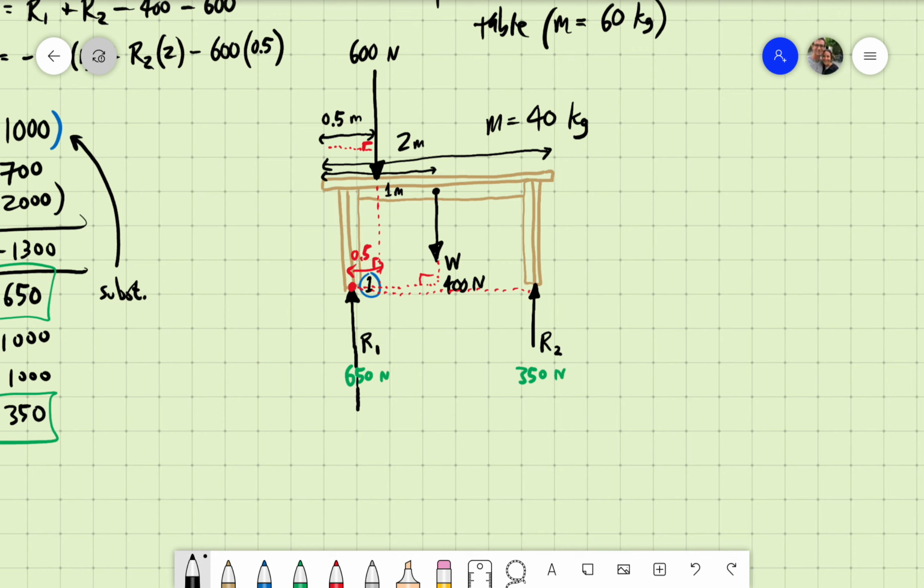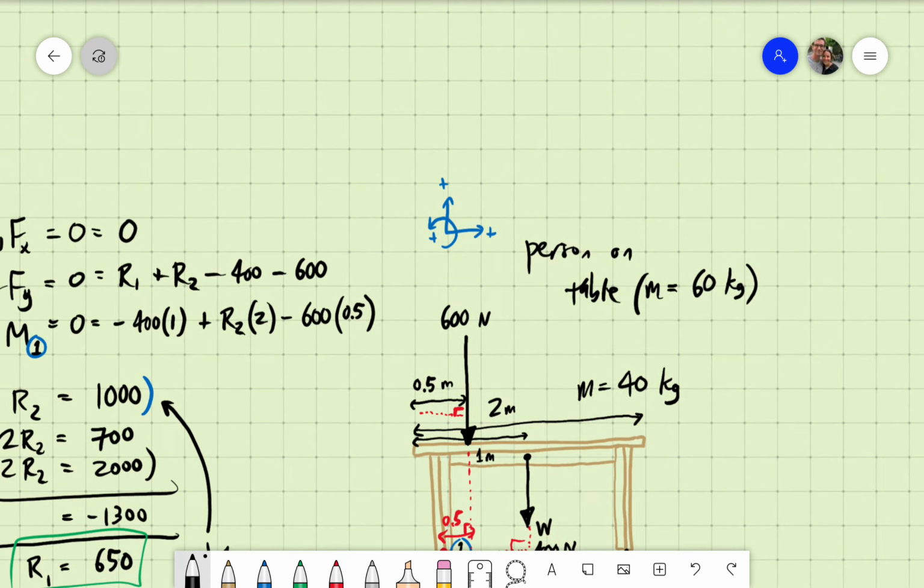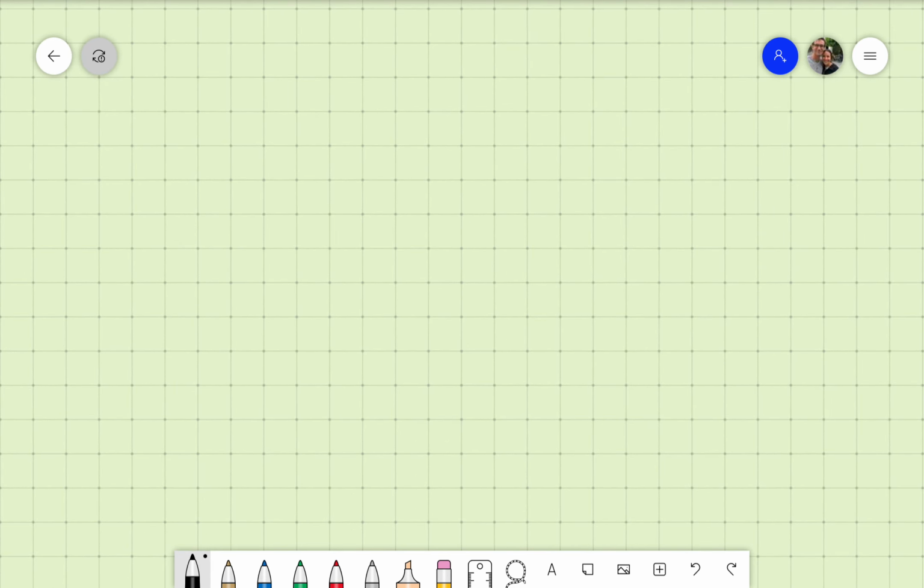All right. So far we're at about half an hour. I want to show you another example. Let's do a completely new one. This one is a diving board.